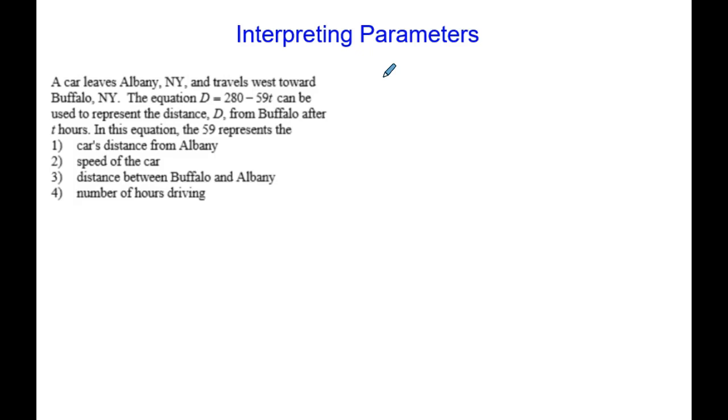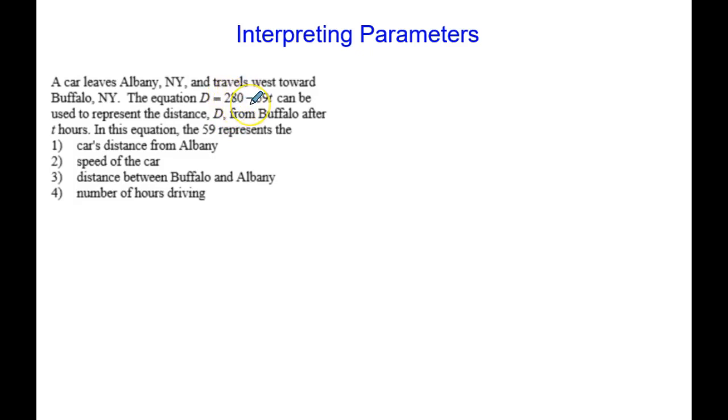This equation should look somewhat familiar. You've used equations in the past in physical science earlier this year. Distance equals rate times time. It's in a slightly different form because we have a distance we're working with, and that distance is getting smaller as we go because the vehicle's traveling towards Buffalo. The 59 being multiplied by the time, that's referring to a rate. And in this case, that has to represent the rate of the car, the speed of the car. The 280 represents how many miles Albany is from Buffalo.